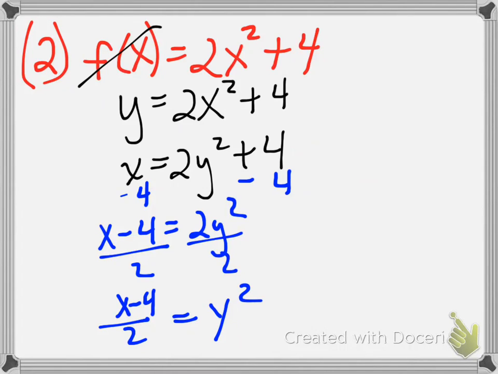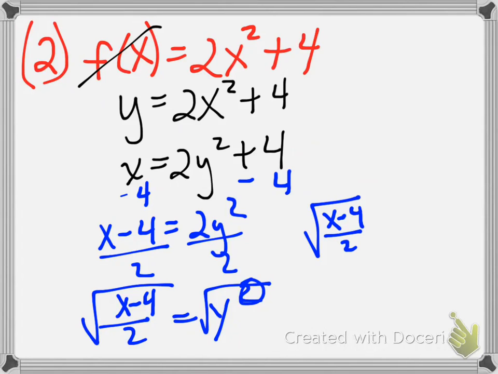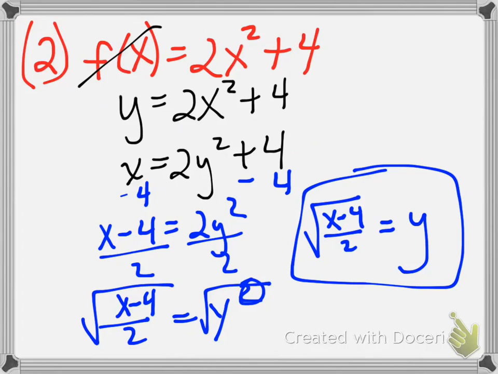Now I have to get rid of this square. So I'm going to square root and square root. And so I get the square root of x minus 4 divided by 2 equals y. I cannot divide this 4 by this 2 because of the x.